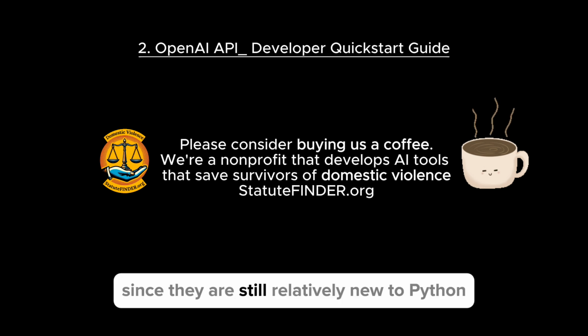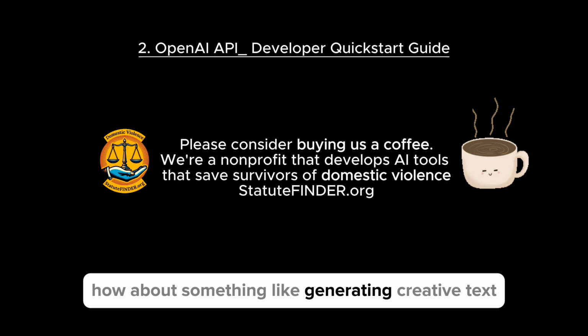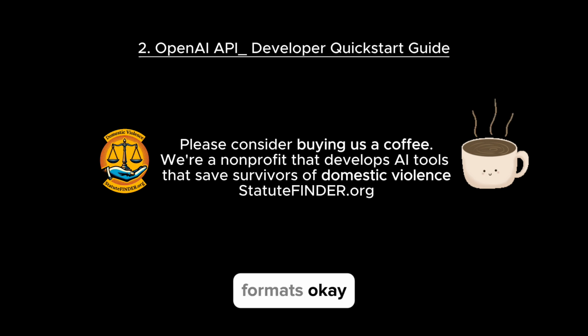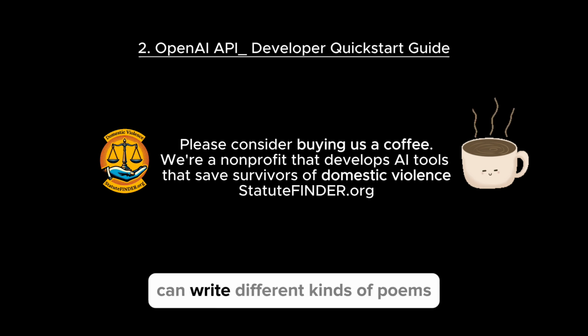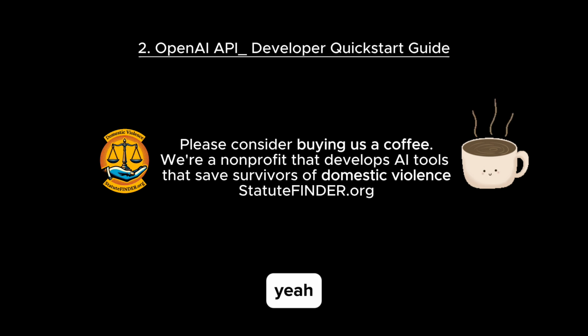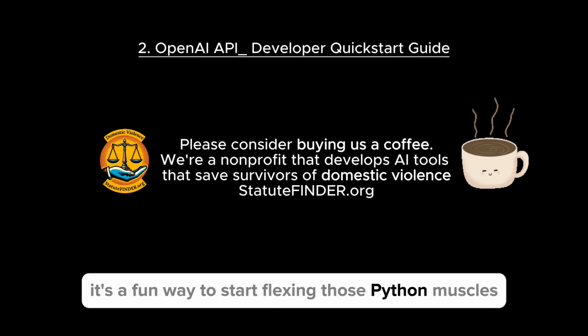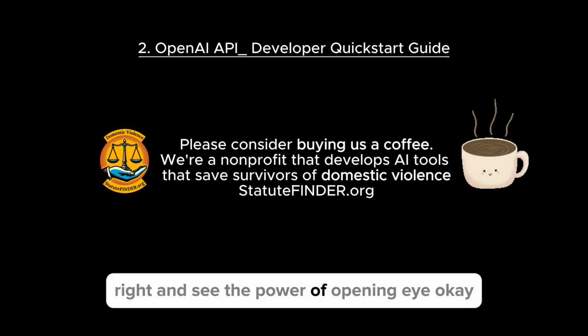Since they are still relatively new to Python, how about something like generating creative text formats? Think about creating a program that can write different kinds of poems or even scripts for short stories. It's a fun way to start flexing those Python muscles and see the power of OpenAI.